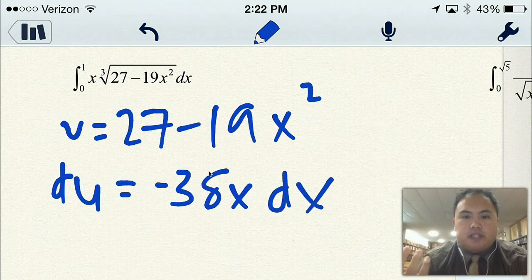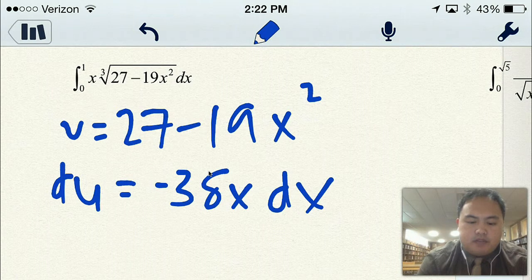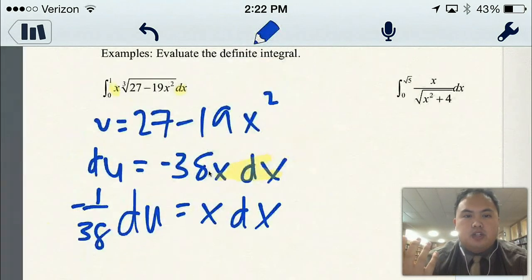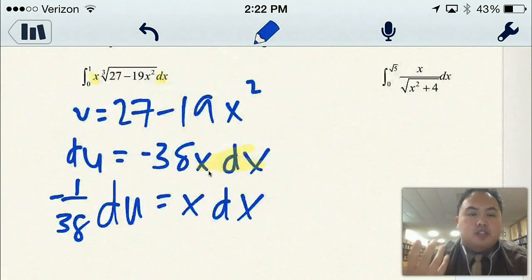Now, when I plug this back into the problem, you'll notice that I have an x dx in the problem. So I'm going to have to get x dx by itself in that last equation that I wrote down. It's going to be minus 1 over 38 du equals x dx. Again, I'm doing this because I want to make sure that x dx is substituted in the problem.